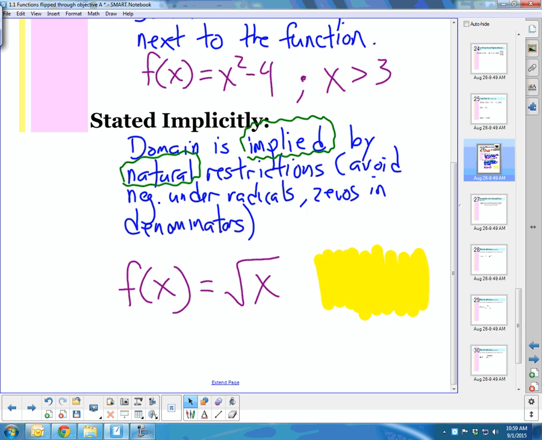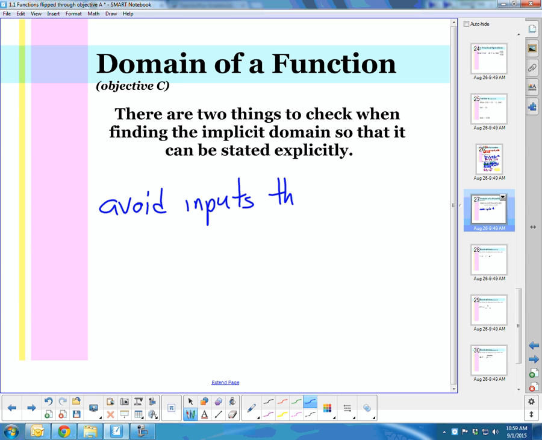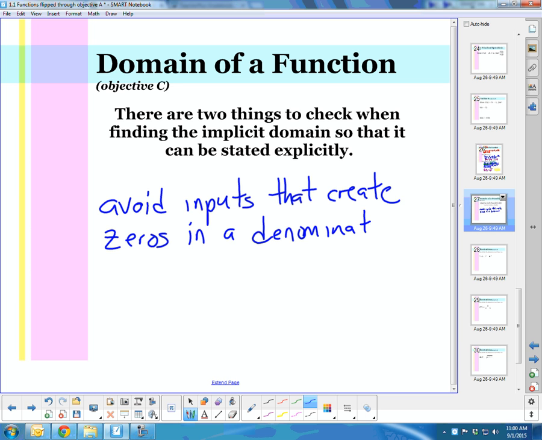Okay. So continuing here, there are really only two things to check when finding an implicit domain so that it can be stated explicitly. And I put them on the last slide. I'm going to put them on this slide as well. But we must avoid inputs that create zeros in the denominator, because you can't divide by 0.